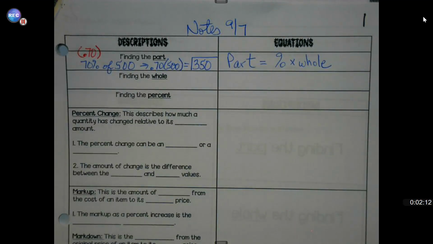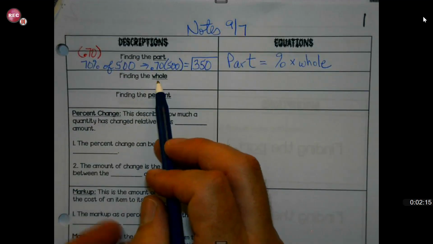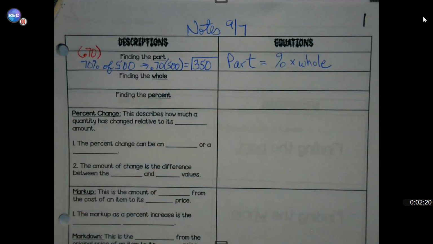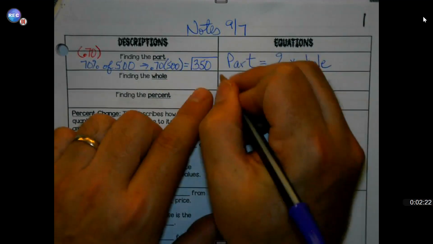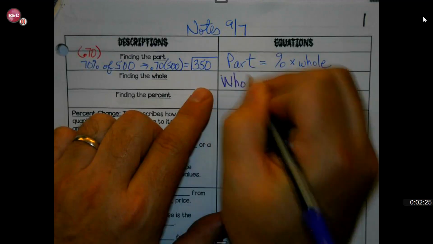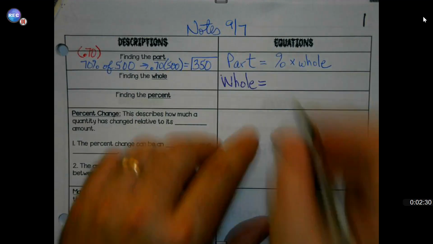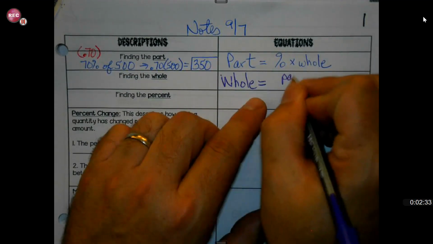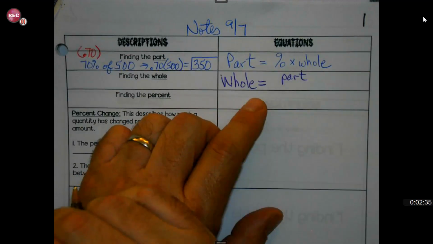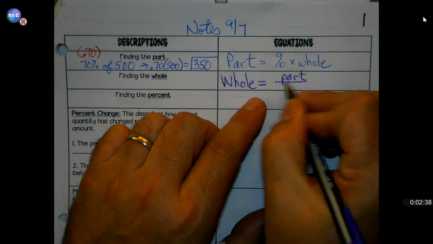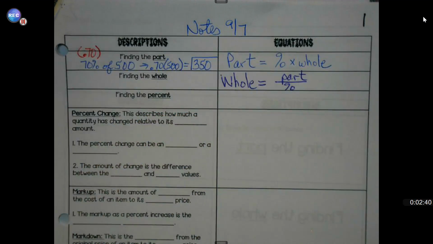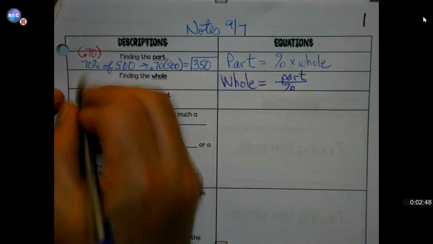Speaking of the whole, let's talk about finding the whole. Now, how would I find the whole without knowing the whole? That kind of seems strange or counterproductive. It's not, because it depends on the info that we have. If I'm going to find the whole, I'm going to take whatever part that I have and divide it by the percentage. So what would that look like?